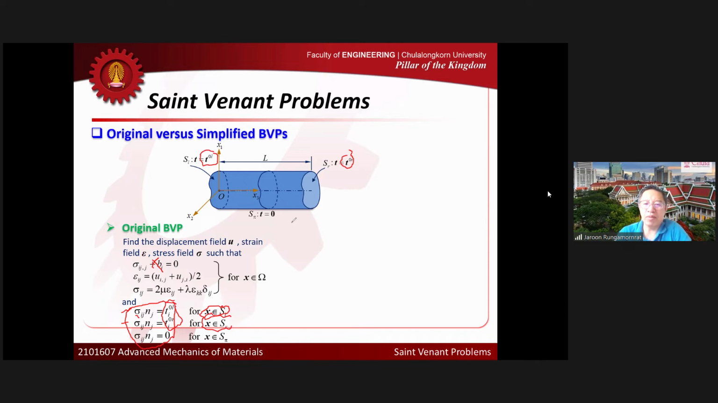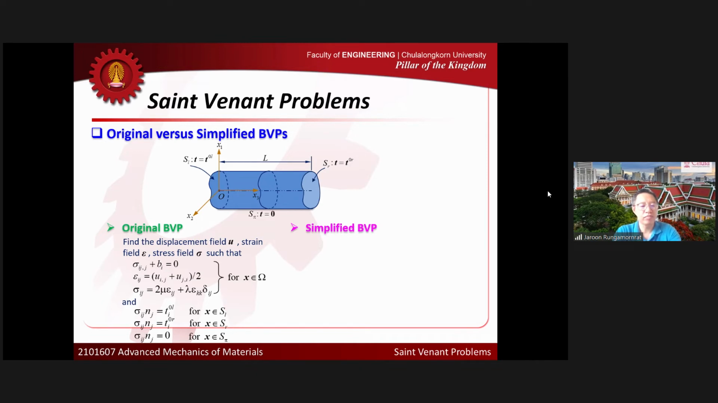Now, how can I simplify the problem? How can I simplify the boundary value problem that I got here? Now, if I supply the problem here with the assumption that L is sufficiently large, and I don't care much about the solution at the end zone, I just simply focus on the solution in the interior zone, if that is my interest, now I can change or simplify the boundary value problem that I have here to one that's simpler. That's what I call the simplified boundary value problem.